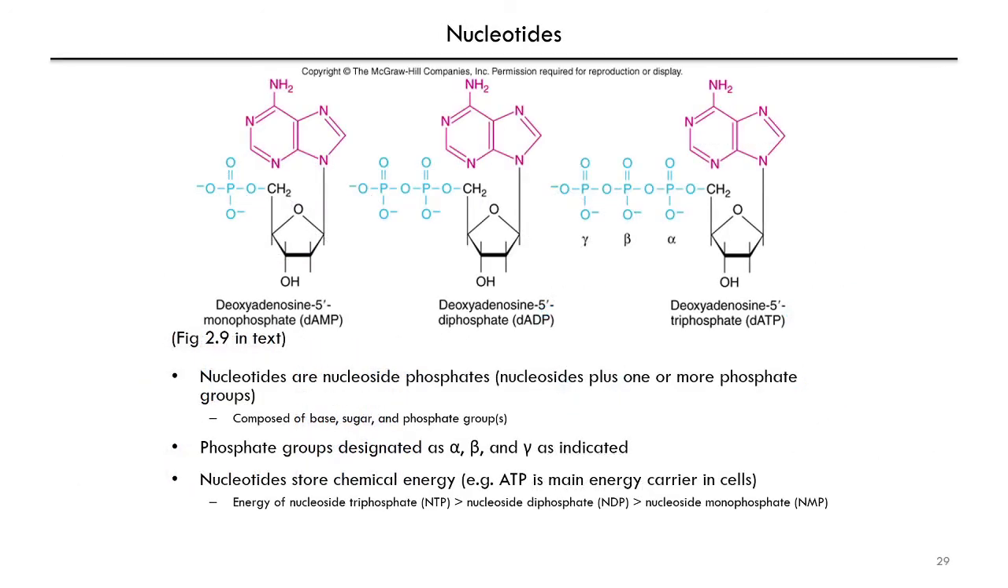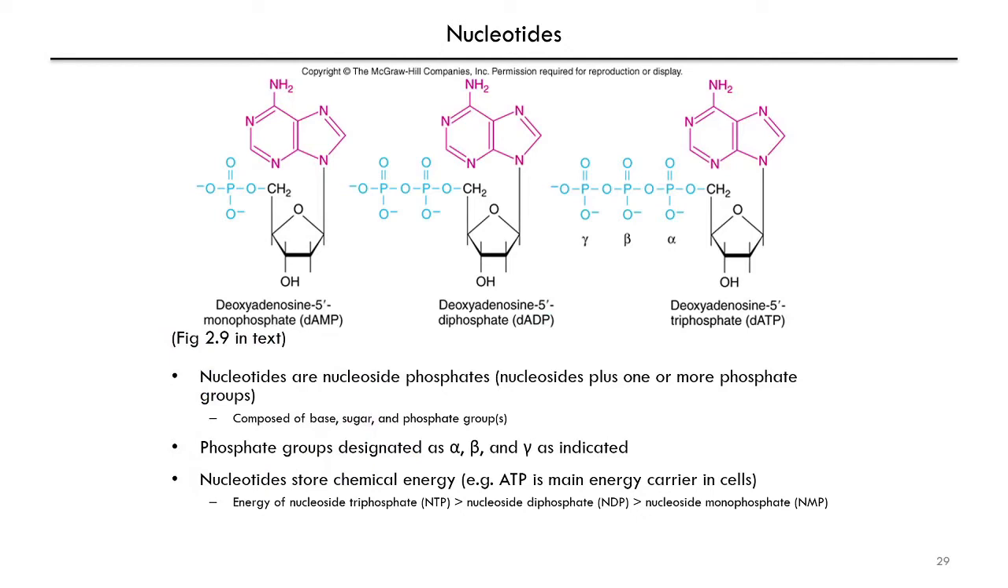Once again, nucleotides are nucleoside phosphates, that is, nucleosides plus 1 or more phosphate groups. So they are composed of a base, a sugar, and 1, 2, or 3 phosphate groups. Each phosphate group is designated as alpha, beta, or gamma as indicated.